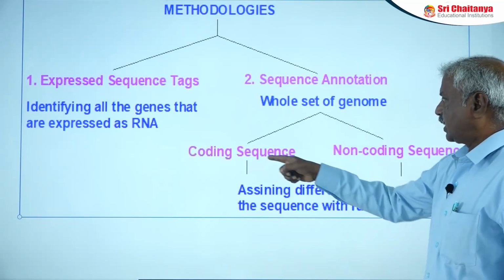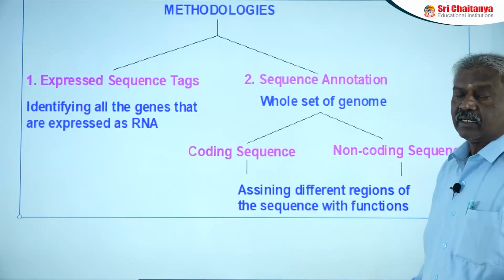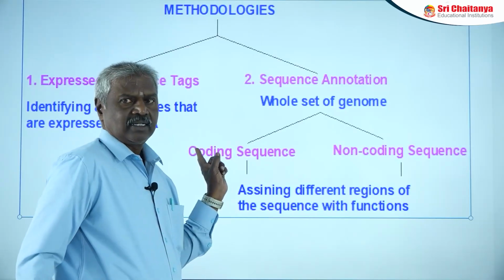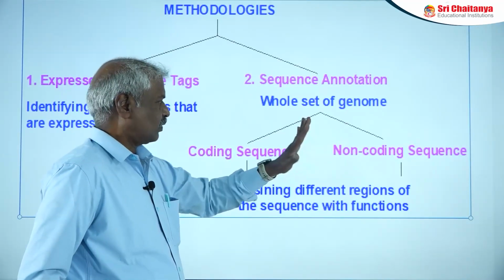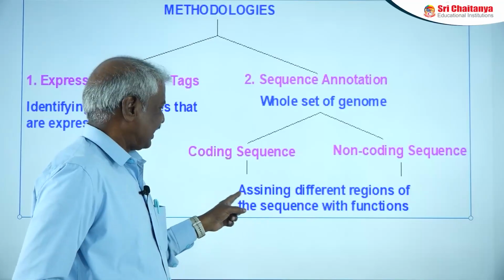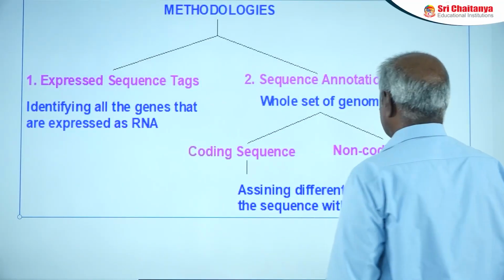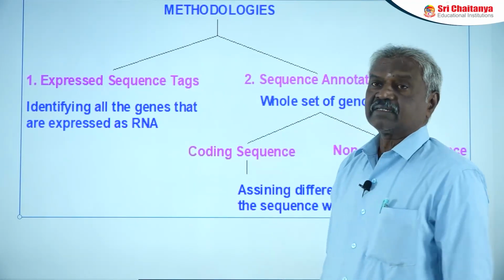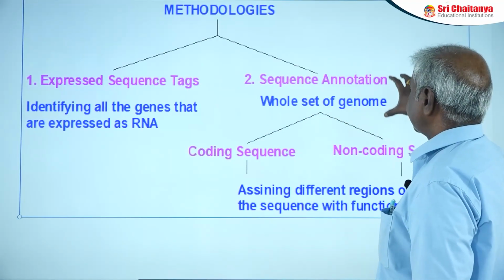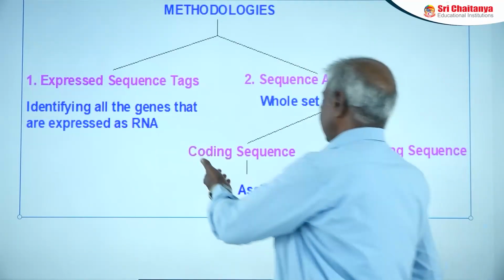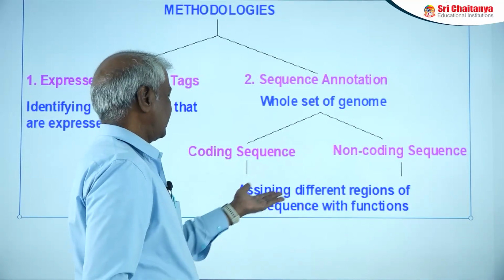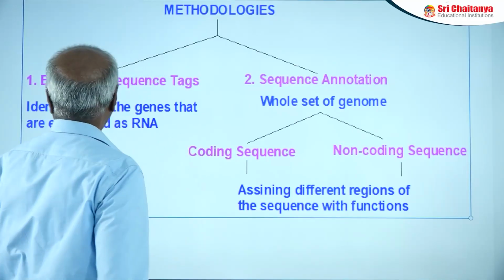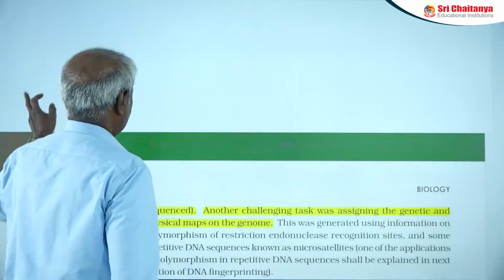This is sequence annotation. Here, the whole genome is taken and separated into coding and non-coding DNA. Coding sequence has functions. Non-coding sequence has no function at all. Finally, both are assigned, with different regions of the sequence given functions. So with the help of expressed sequence tags, genes are identified. With the help of sequence annotation, the whole genome is sequenced. Here the genes, coding and non-coding, are finally assigned to regions of the sequence with functions. So that's about this area.